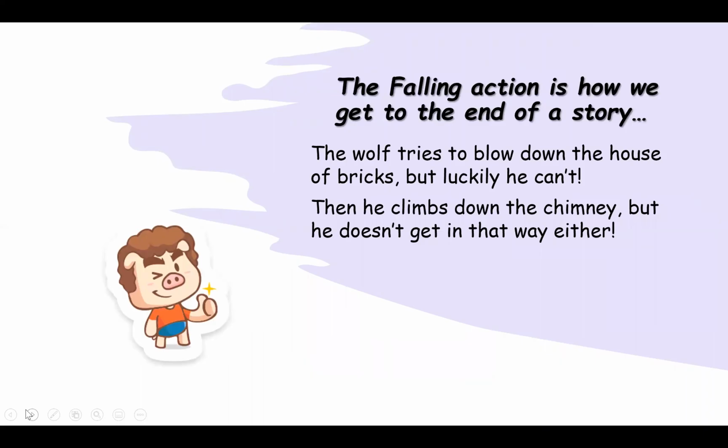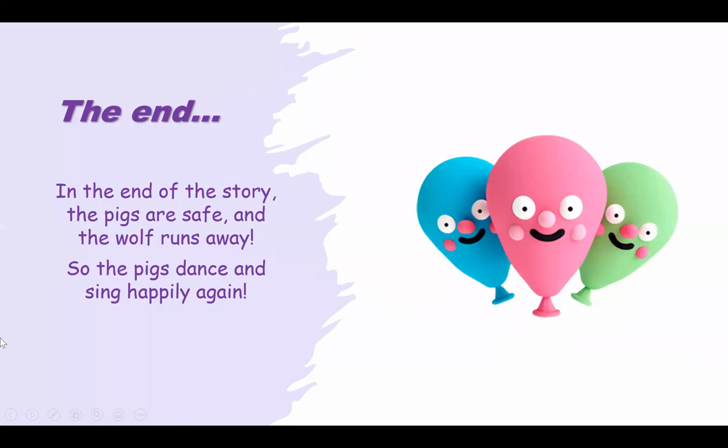The falling action is how we get to the end of the story. The wolf tries to blow down the house of bricks, but luckily he can't. Then he climbs down the chimney, but he doesn't get in that way either. In the end of the story, the pigs are safe and the wolf runs away. So the pigs dance and sing happily again.